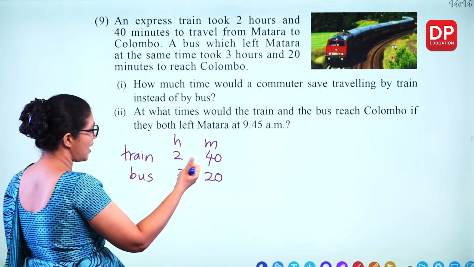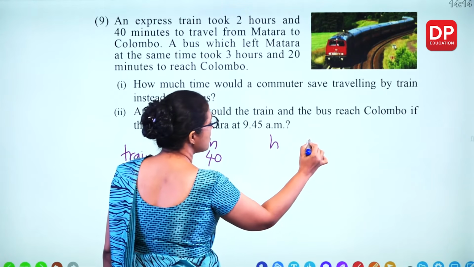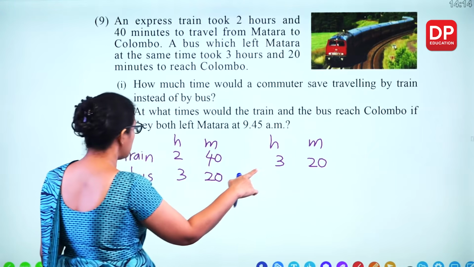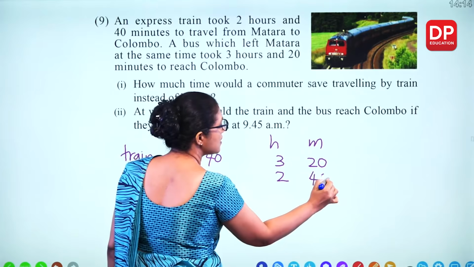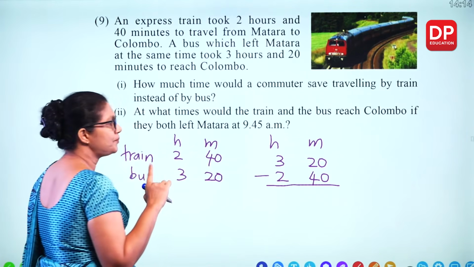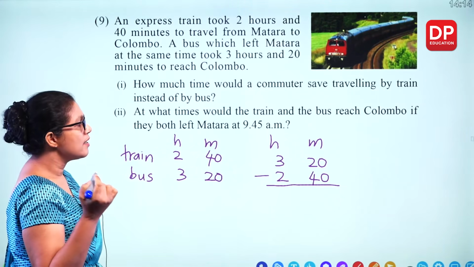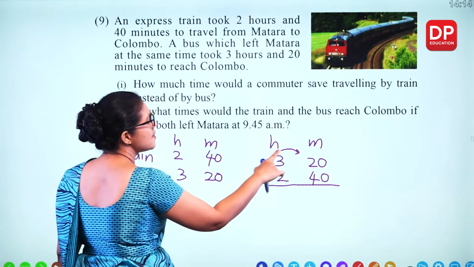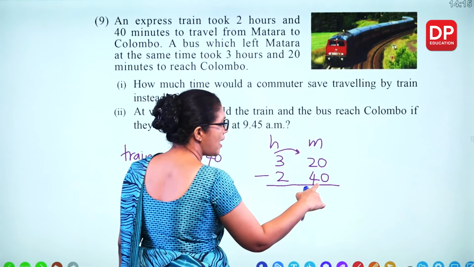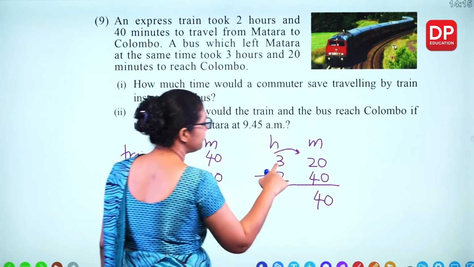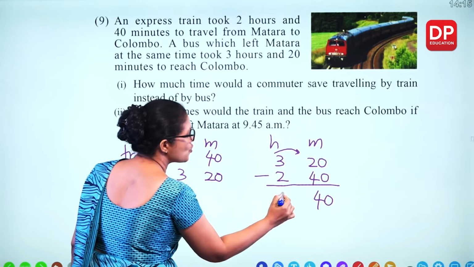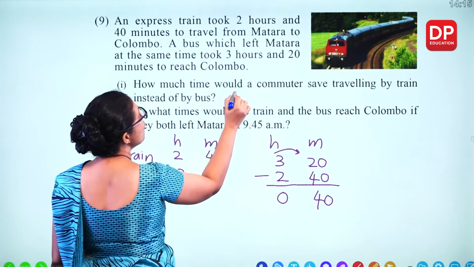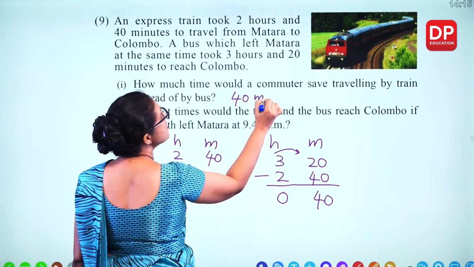You have to subtract other way around. So hours, minutes, 3 hours and 20 minutes and 2 hours and 40 minutes. We subtract. Again, you can't subtract 40 from 20. Take 1, that's 60. 60 plus 20, 80. 80 minus 40, 40. This becomes 2, 2 minus 2, 0. So commuter can save 40 minutes of his time.